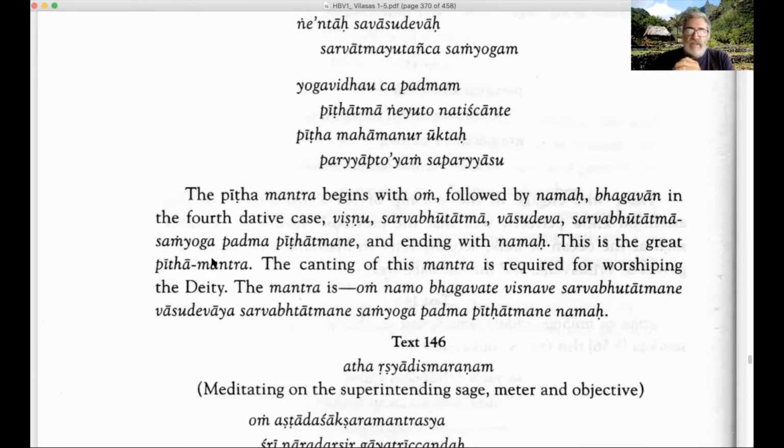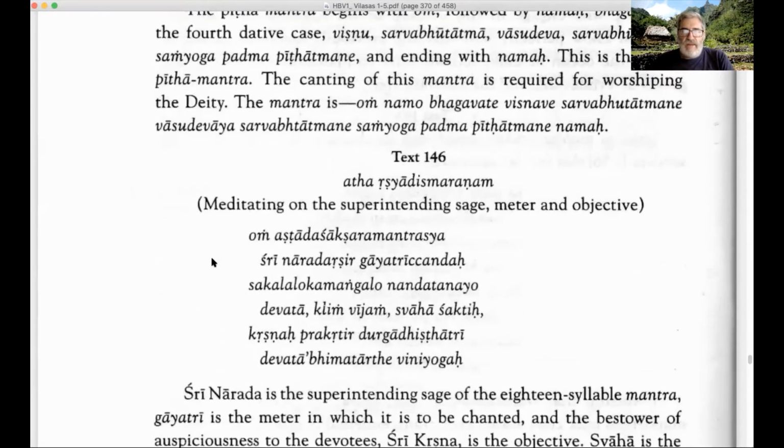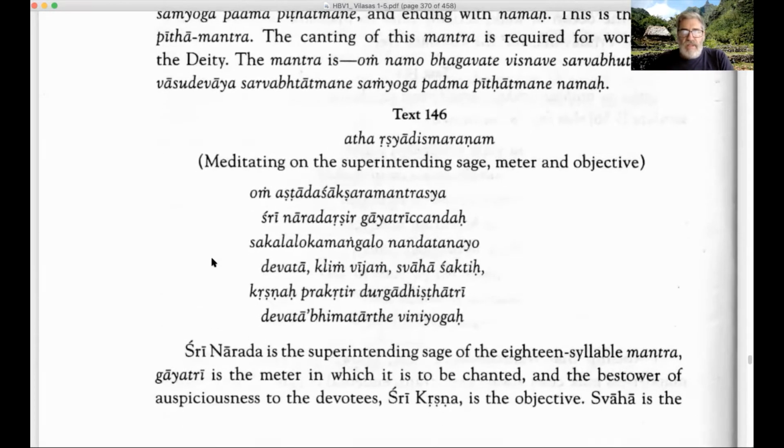So the mantra is, again, Om Namo Bhagavate Vishnave Sarva Bhutatmane Vasudevaya Sarva Bhutatmane Samyoga Padma Hitatmane Namaha. Okay, so we'll find out exactly how to use that mantra when we look at the prayoga.